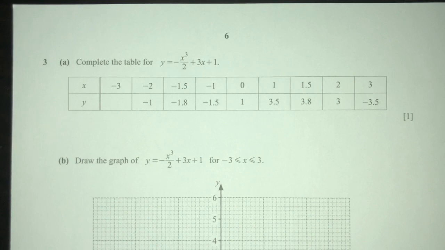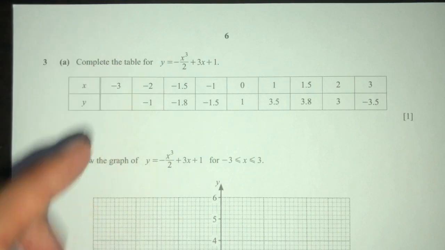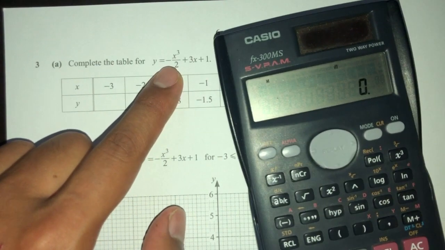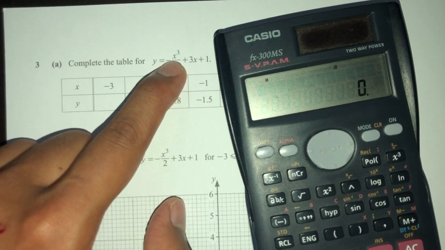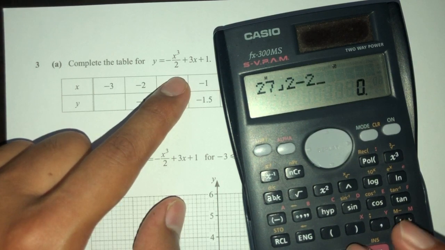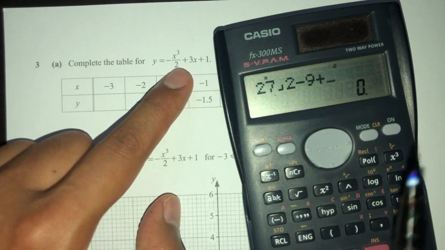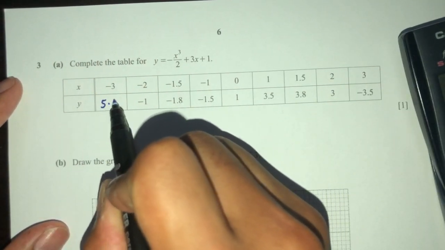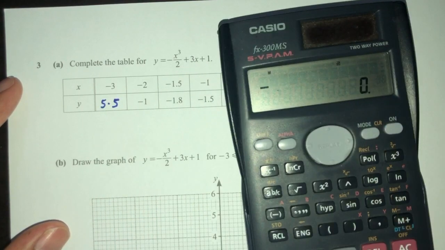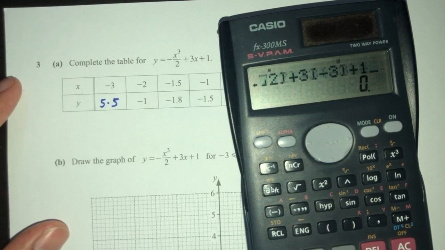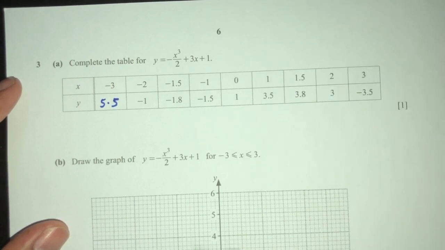Now let's move on to question number 3. Complete the table for y. We have this, so we have to find this value when x is equal to minus 3. So replace, let's see what happens. Minus 3 to the power 3 should be minus 27, times minus will be plus, 27 over 2 minus 9 plus 1. That should be 5.5. Right? That makes sense. So let's try again using the formula directly: minus 27 over 2 plus 3 times minus 3 plus 1. Confirm, so 5.5 will be the value of y.